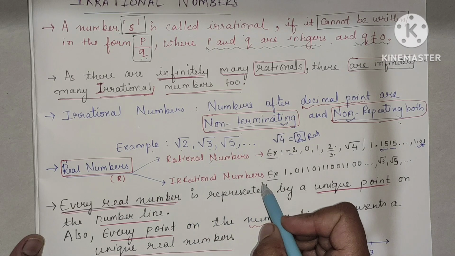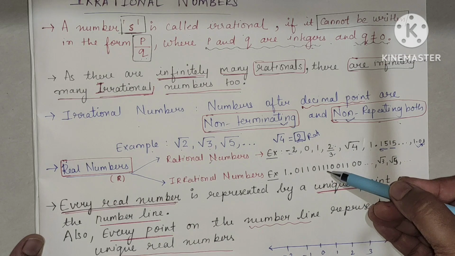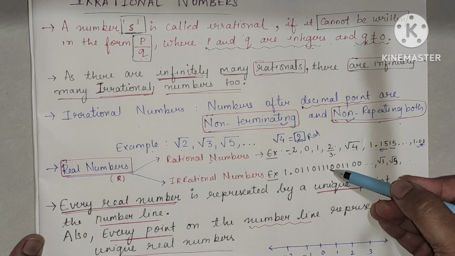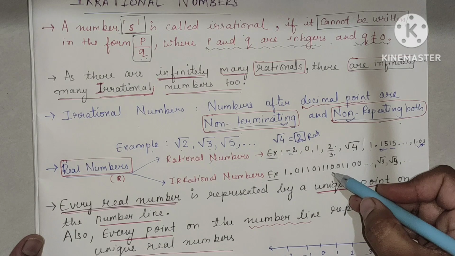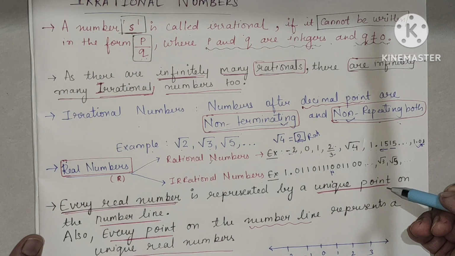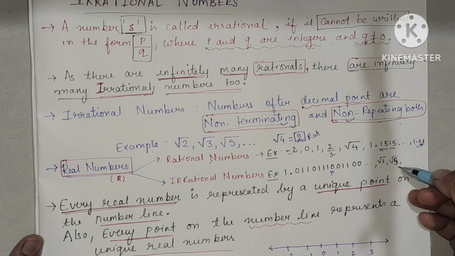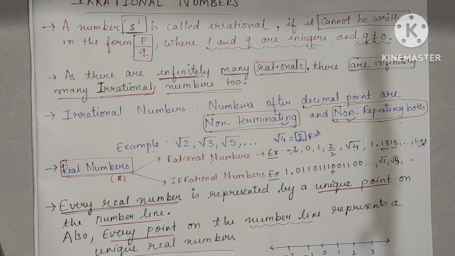Now an irrational example can be 1.0111110 and so on, not terminating and with no repetition of the numbers after the decimal. √3 and √5 and so on. Even pi is also an irrational number. These are the examples of rational and irrational numbers.